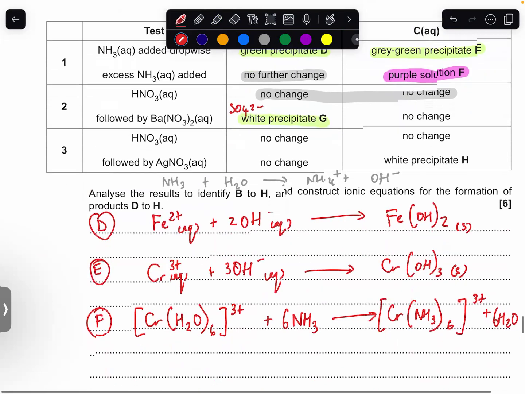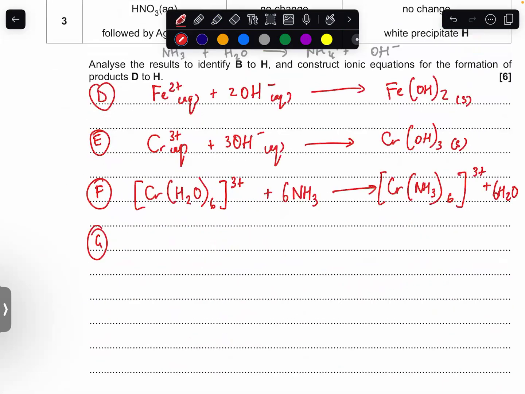Compound G. You've got your barium ions reacting with sulfate ions to give you barium sulfate precipitate. Okay, that's G.